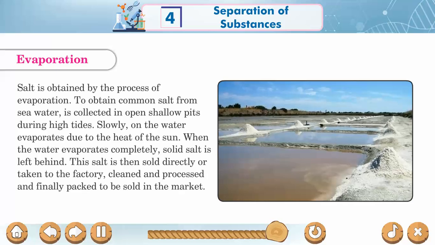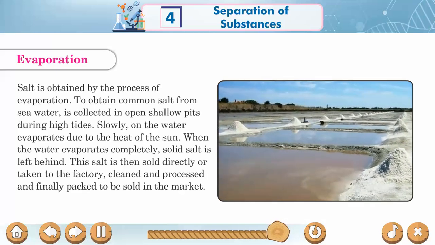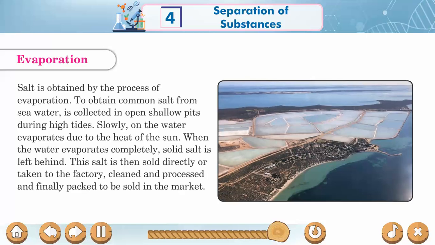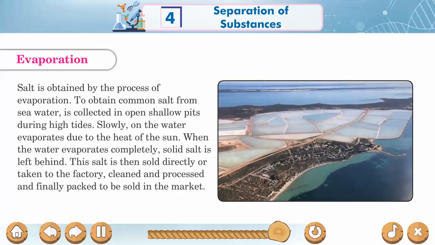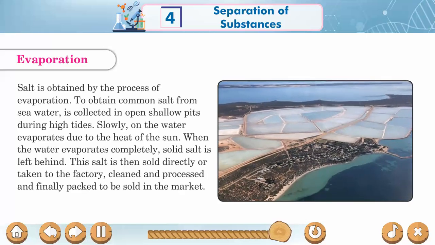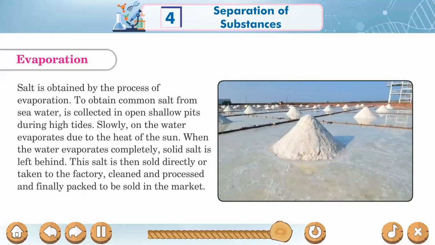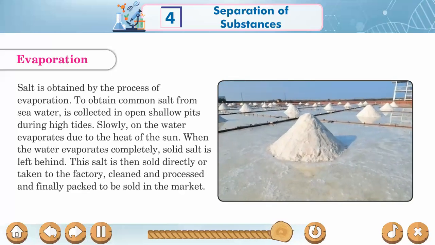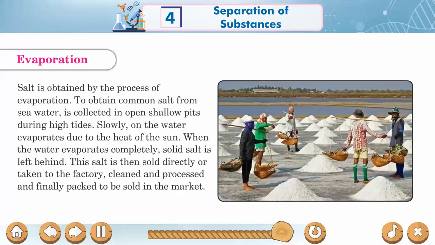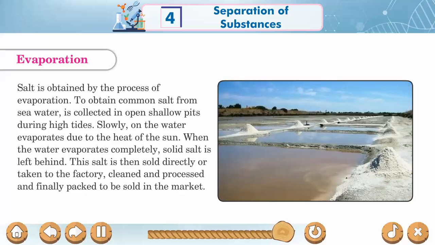Salt is obtained by the process of evaporation. To obtain common salt, seawater is collected in open shallow pits during high tides. Slowly the water evaporates due to the heat of the sun. When the water evaporates completely, solid salt is left behind. This salt is then sold directly or taken to the factory, cleaned and processed, and finally packed to be sold in the market.